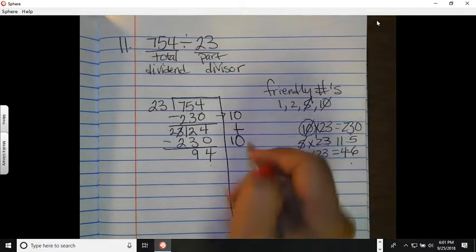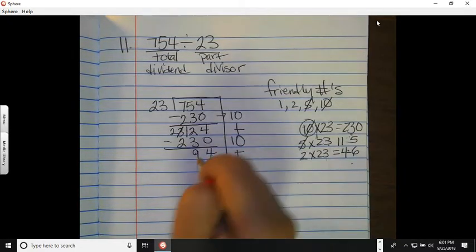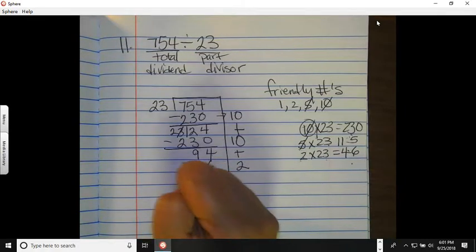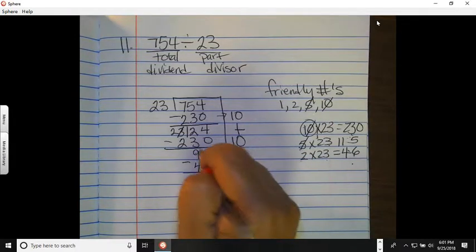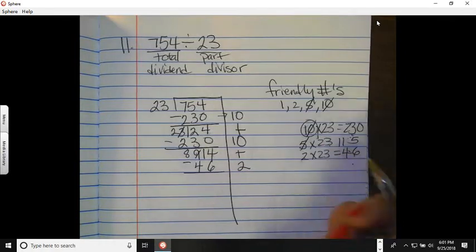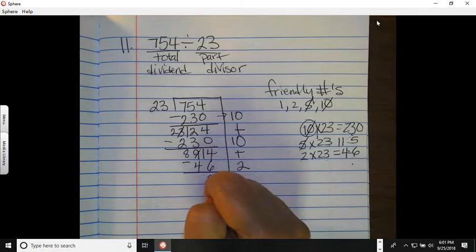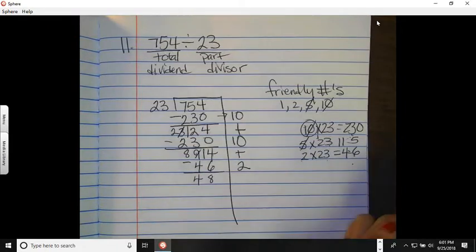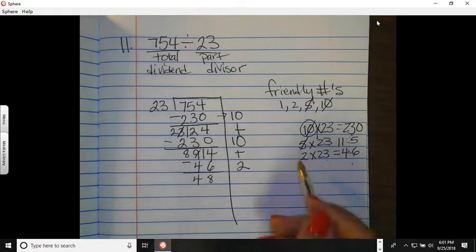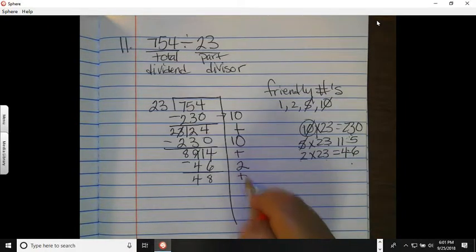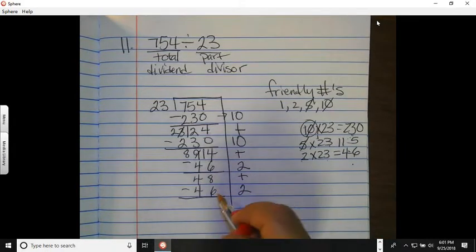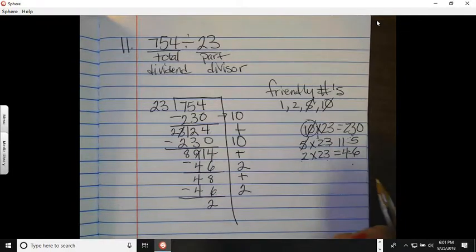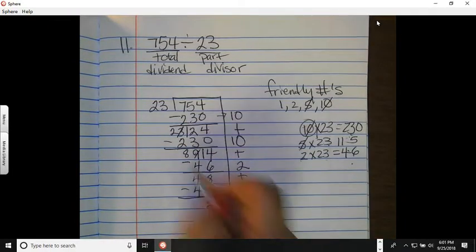Yeah. So I'm going to do my plus sign here, bring my 2, put 46 here, which was my product. Take the difference. Can't take 6 out of 4. So I regrouped. 14 minus 6 equals 8. 8 minus 4 equals 4. And I'm done. Can I take another group of 2 out of that? Yes, I can. So look at this. I put my plus sign. I put 2. It's 46. I can take that difference. 8 minus 6 equals 2. And I'm done.